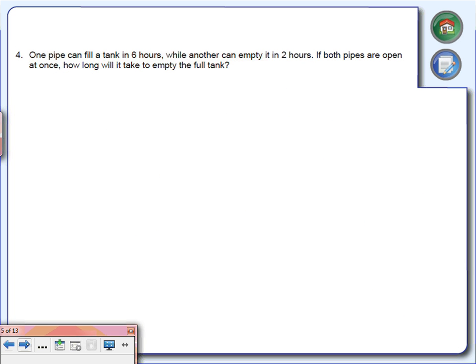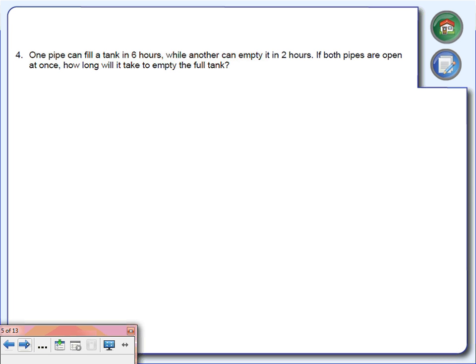Number 4. This one's the tricky one. Number 4, we got one pipe that can fill a tank in 6 hours, while another can empty the tank in 2 hours. If both pipes are open at once, how long will it take to empty out the full tank? So we got 2 things going on. We're putting water into a tank, but at the same time, we're also taking water out of the tank.